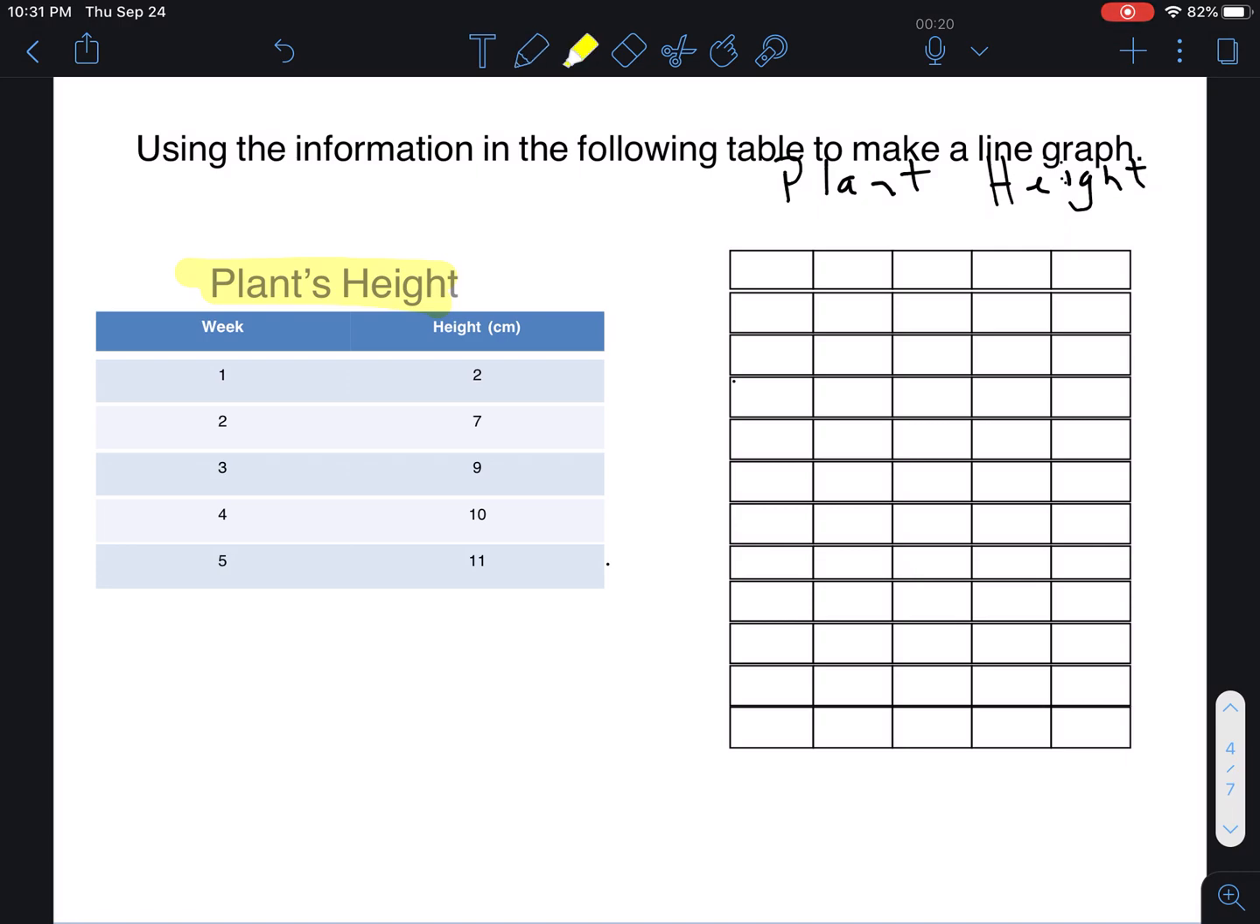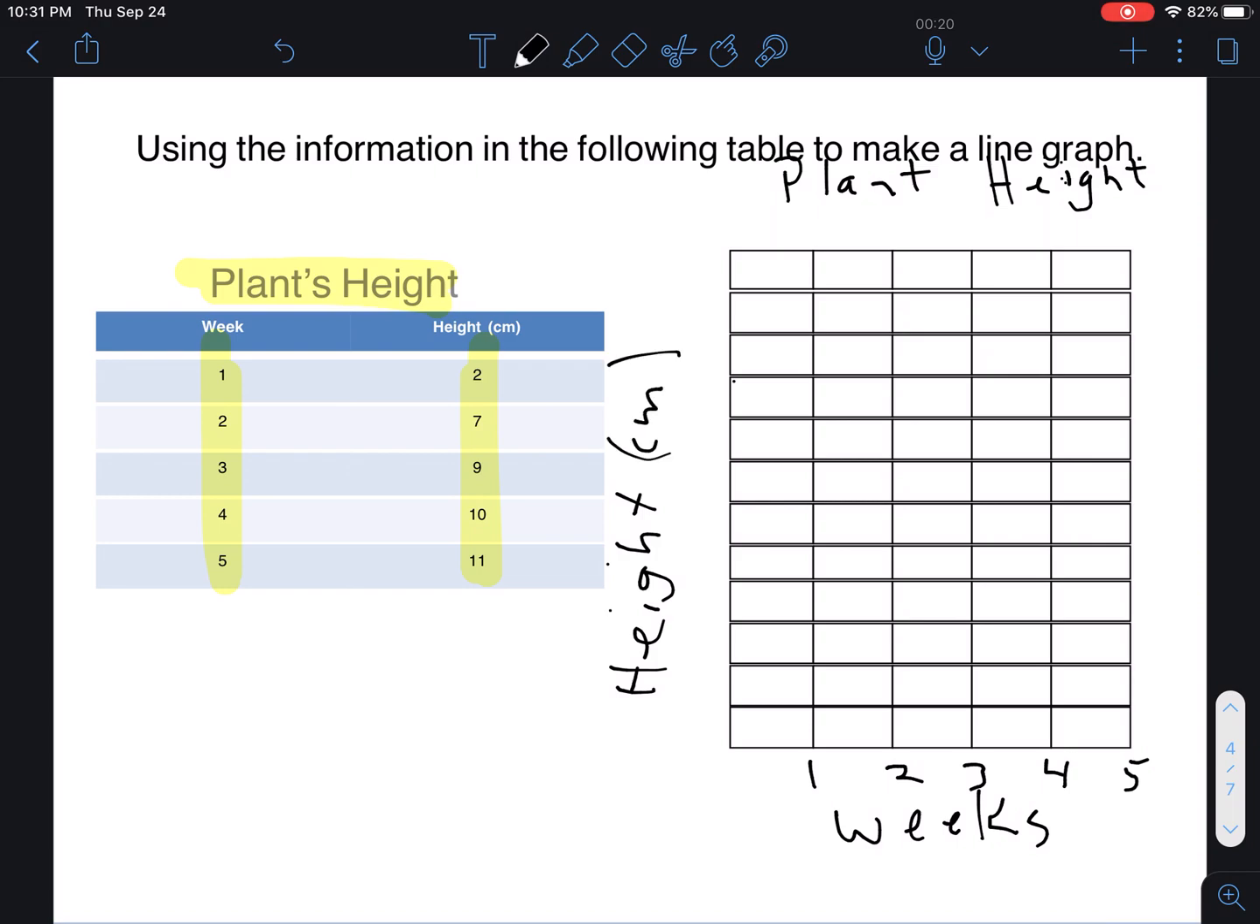Let's just take a look here. We have 5 weeks. And then we have the height of the plant. So the number of weeks is going to impact the height of the plant. So we're going to put the weeks on the bottom. And we have 5 weeks and we have 5 lines, so that works out really well. That means each line will represent 1 week. And then for our height, we'll put height as our label. And our unit will be in centimeters.